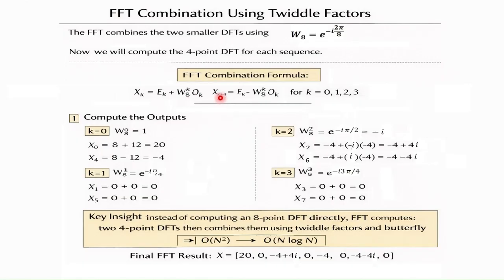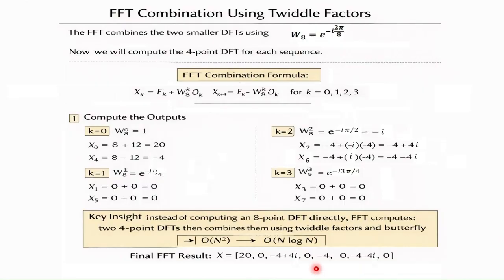Using the FFT combination formulas, we compute the values of X_k and X_(k+4) for the different values of k. All of the intermediate calculations are shown step by step on the slide. After performing these combinations, we obtain the final FFT result, which is the vector X. This example illustrates the central idea of the FFT.